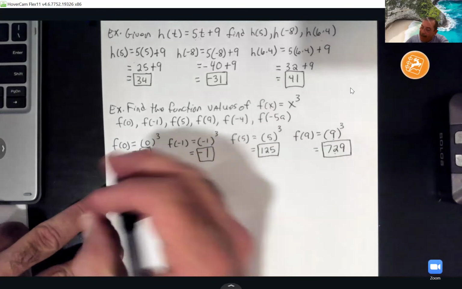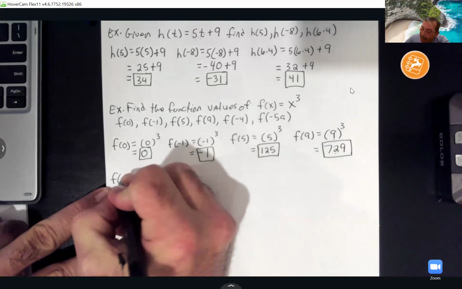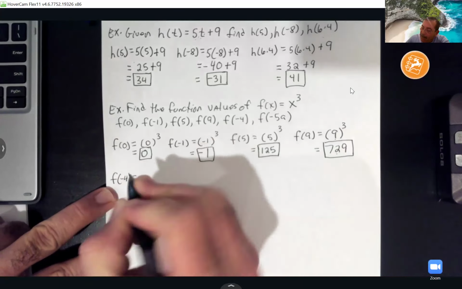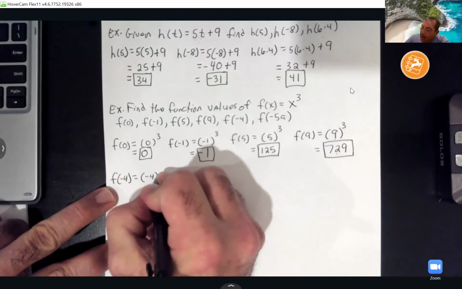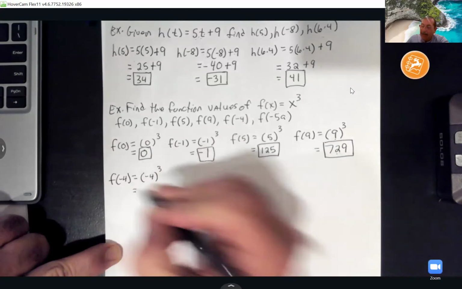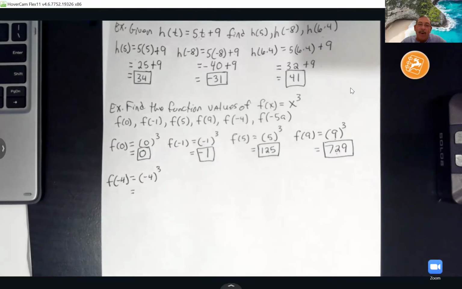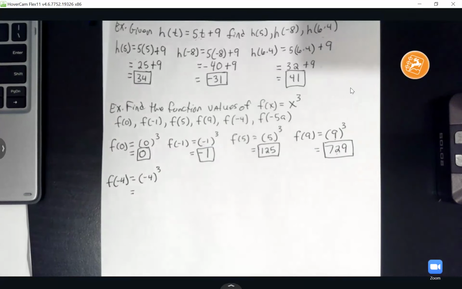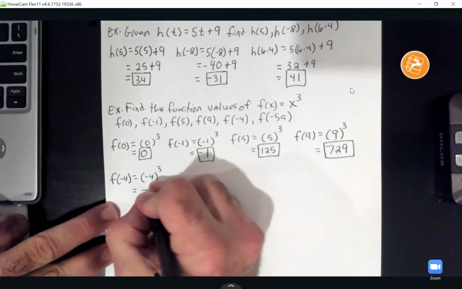What was next? F of -4. All right, so that's -4 to the third power. All right, y'all, so what are y'all getting on that -4 to the third? -64.